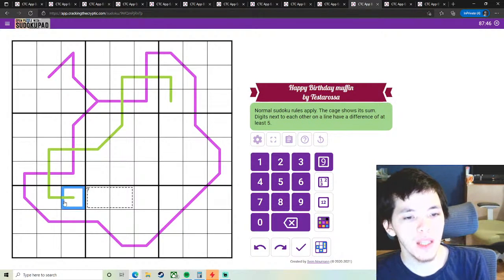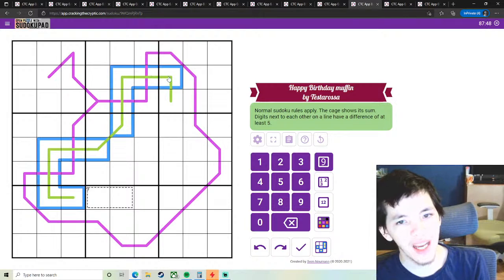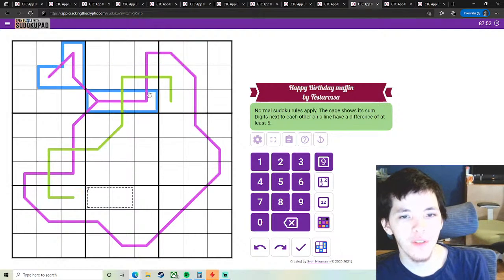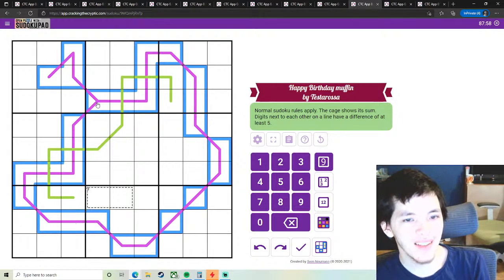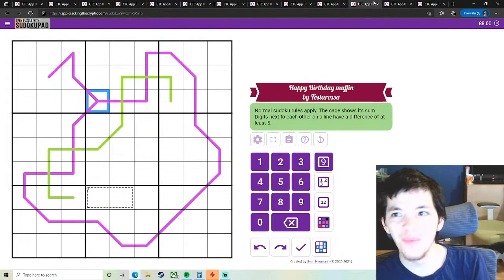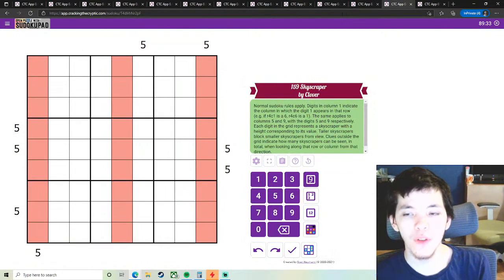So normally the lines are green lines a lot of the time, but obviously the color of the line doesn't matter, it's the rule. So that is this one. That's the whole puzzle. And this is the first one I got into, which is called Skyscraper Sudoku.